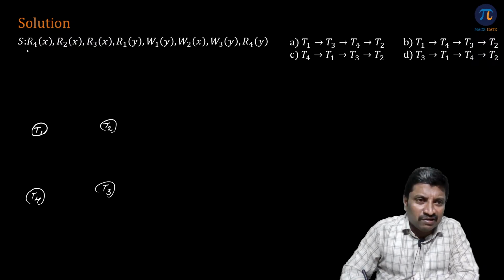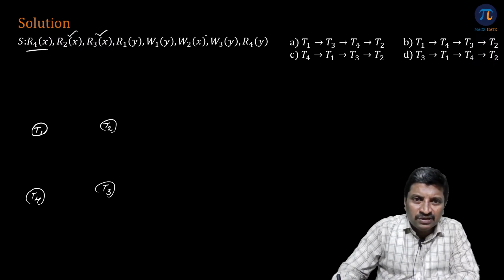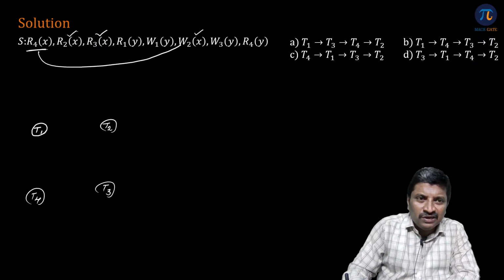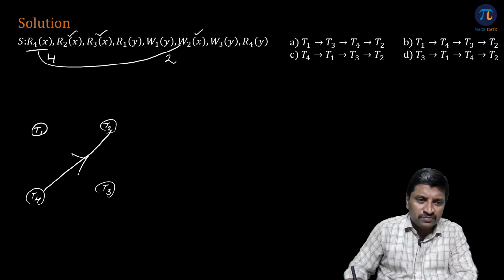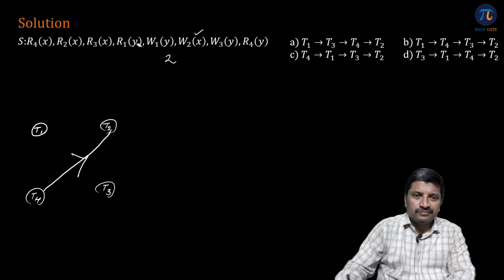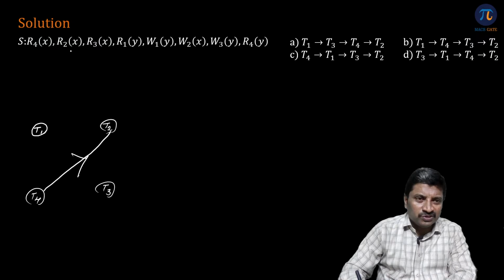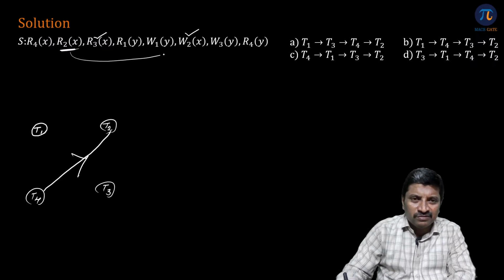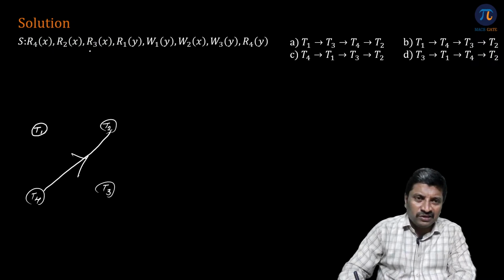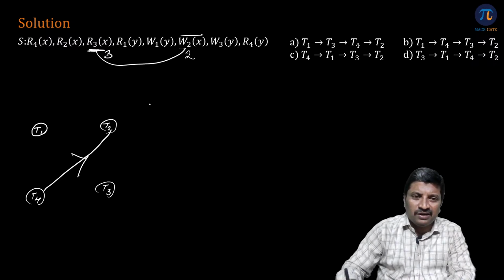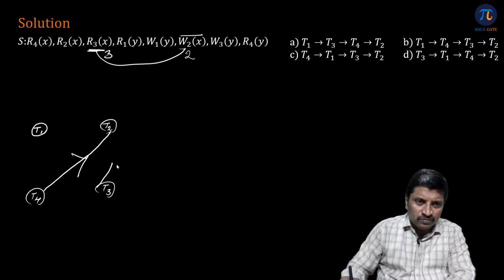Now with R4 of X, any conflict here? Yes, all the remaining are read only. So 4, 2. Then what about the second X? These are read operations, they are the same, so leave it. Then R3 of X, again I have X. 3, 2. They are conflicts. So 3, 2.